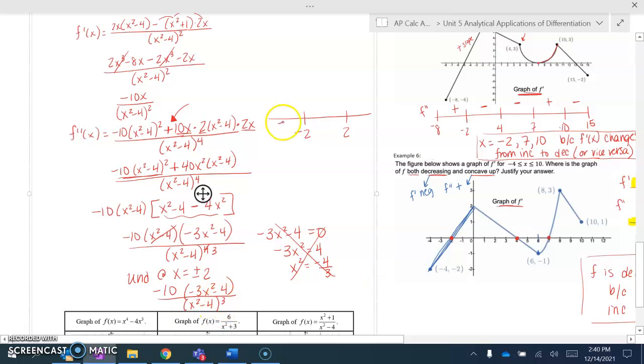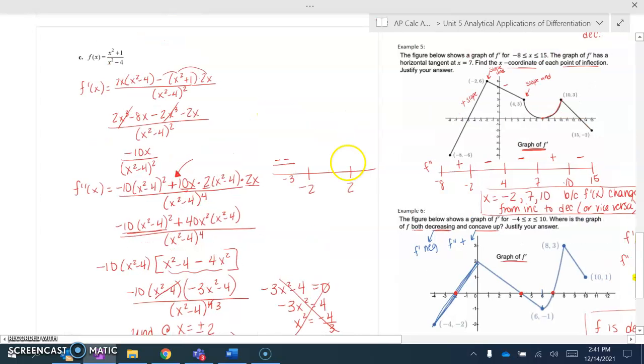All right, so if I test something like, say, negative 3. So the negative 10 out front is clearly negative. Negative 3 squared, 9 times that negative minus another negative, so that's a negative, divided by, that's going to be 9 minus 4, so 5 cubed, so a positive. So overall, this is positive.